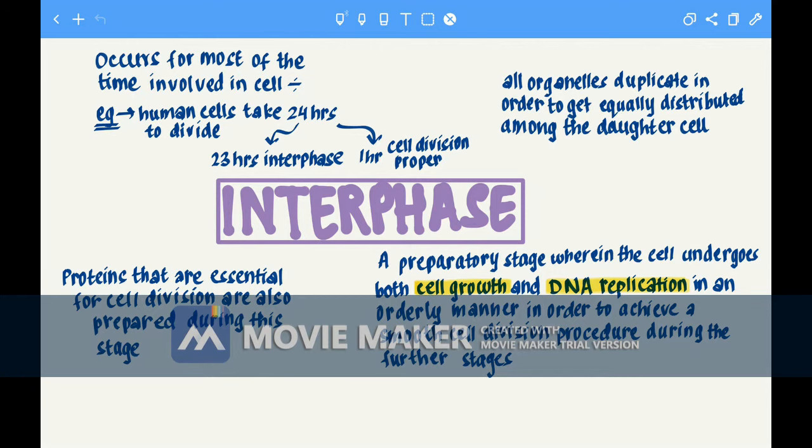If we had to classify these 24 hours into interphase and M phase, then interphase would take 23 hours and it would take about 1 hour for the M phase, that is the proper cell division, to occur. So interphase takes a very long time as compared to the cell division. Now let's jump into the story which will help us learn these stages of interphase and M phase very well. But this video will just cover interphase.